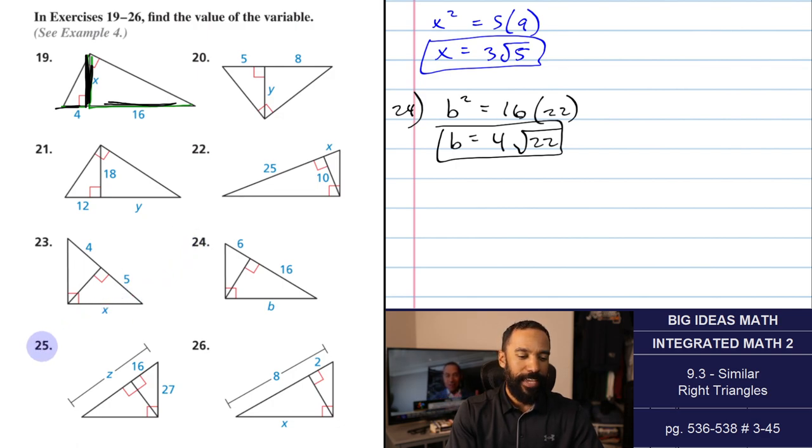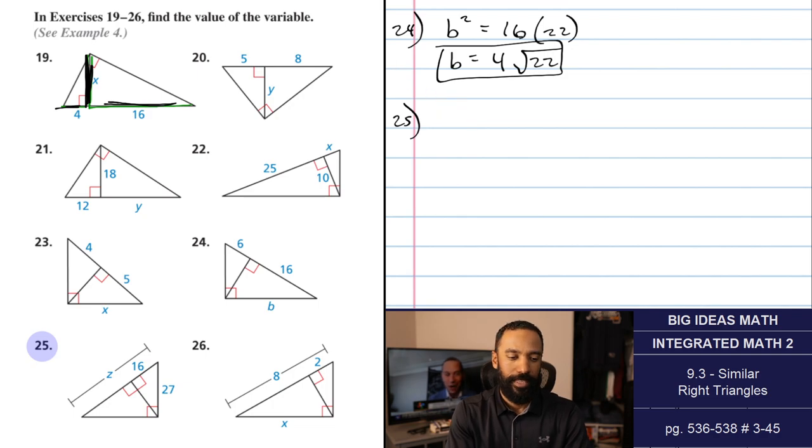Number 25 is, I guess, the same look. So this time it's 27, though. 27 squared is this part times this whole. I guess it's 16z.